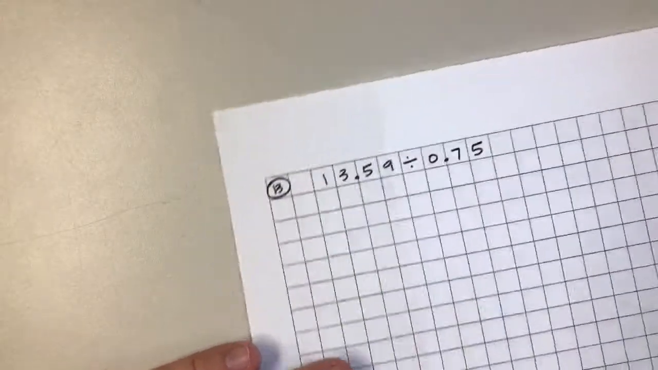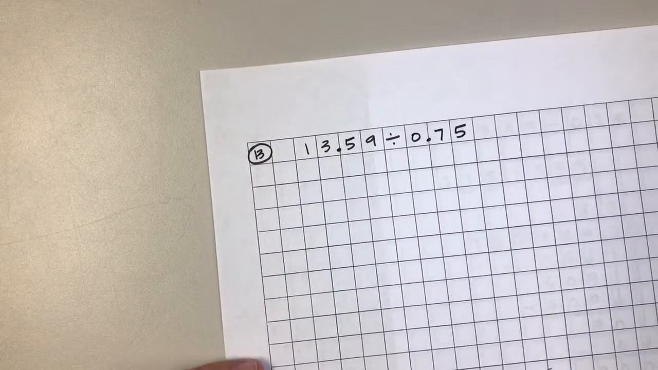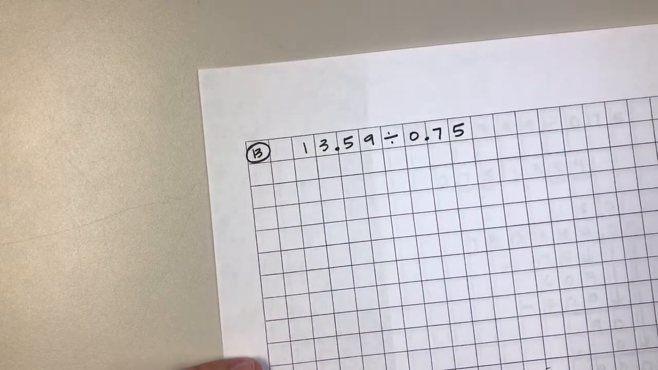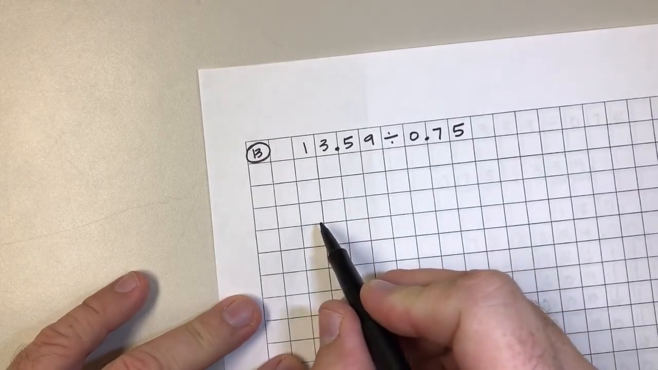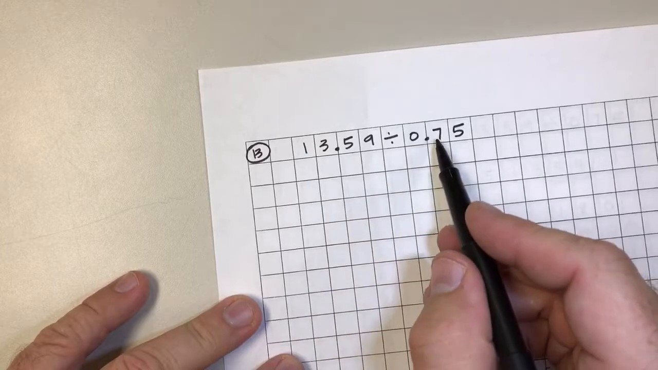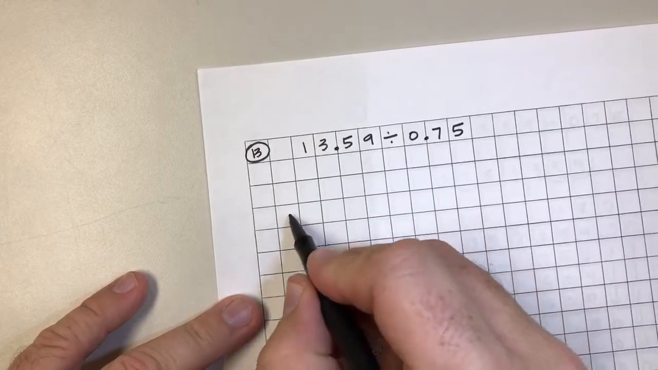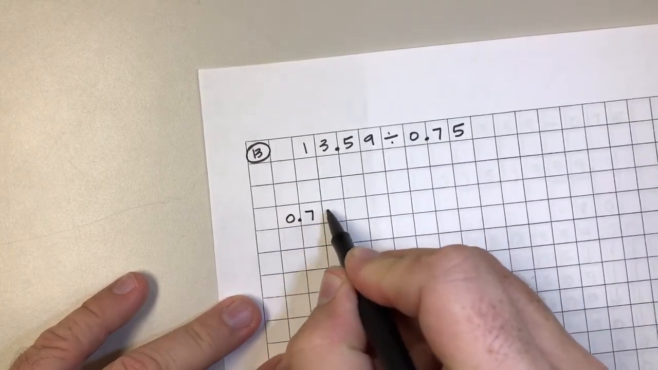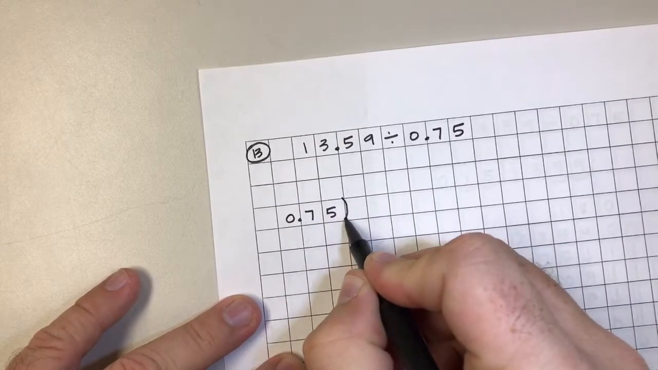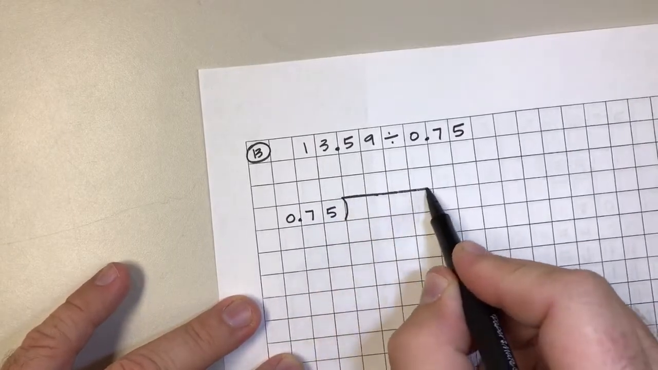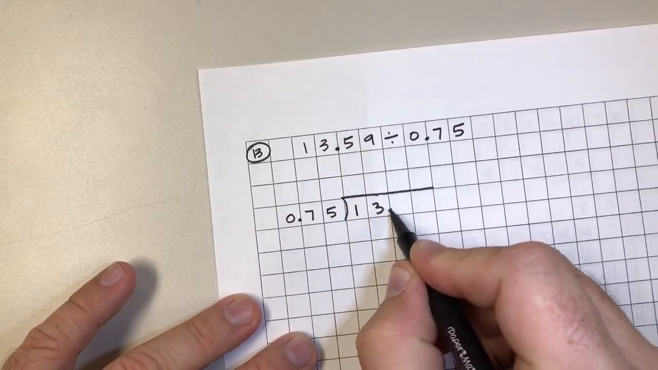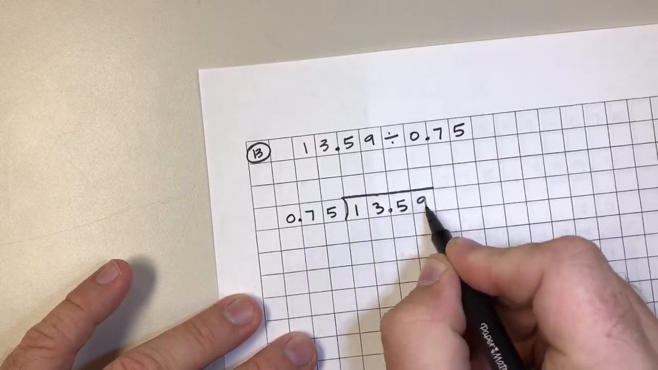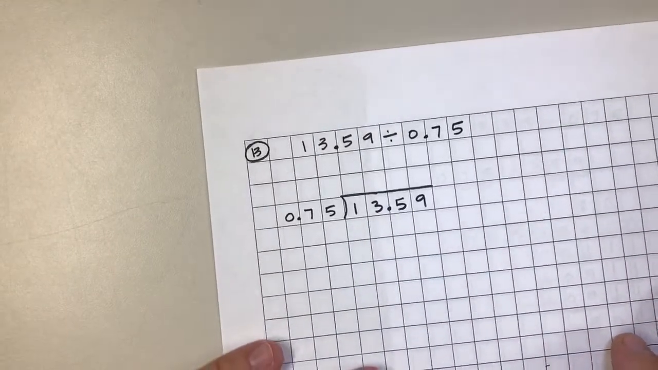So we are dividing 13.59 by 0.75. We're going to set that up like a regular division problem. This is our divisor, so it is going to go outside of the division symbol when we set this up. Our dividend, the number we're dividing, is going to go inside the division symbol.